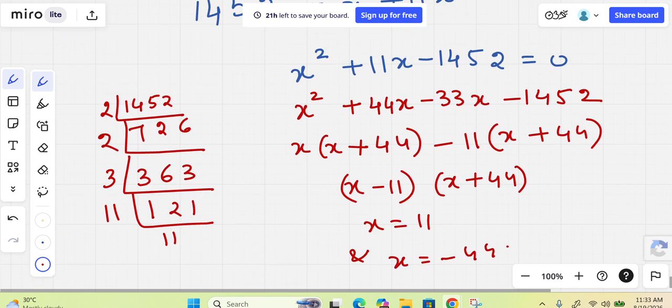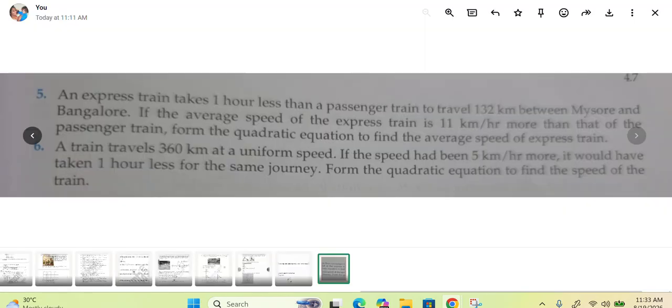Yes, ma'am. So based on this, you should be able to do the second question. Can you try to do the second one? Ma'am, for the second one, it just said form the quadratic equation. No, you find the speed, because in the exam you will have to find the speed. So find the speed.